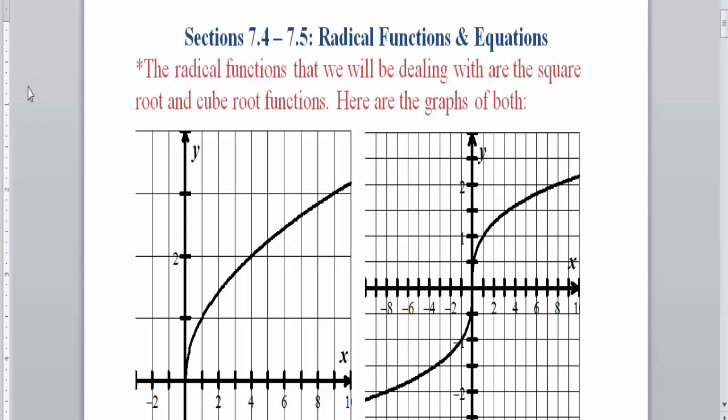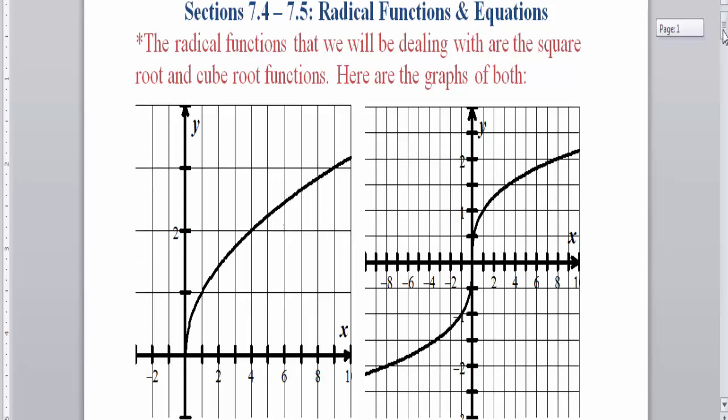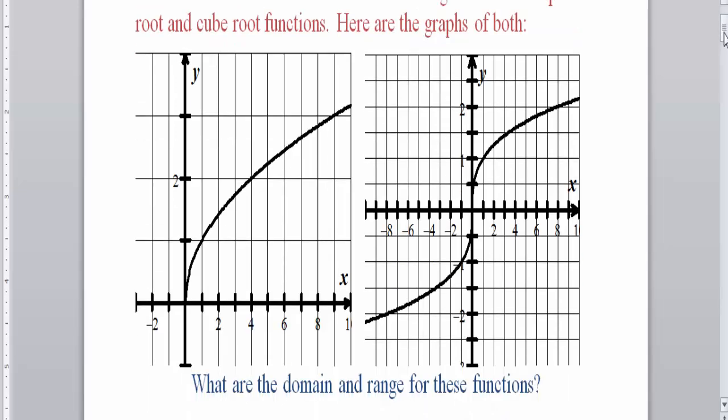Okay, so we're going to mainly focus on the graphs of the functions, only square root and cube root functions. The radical functions that we'll be dealing with are just the square root and the cube root functions, and then you can see the graphs of them below, right? Right here are the graphs.